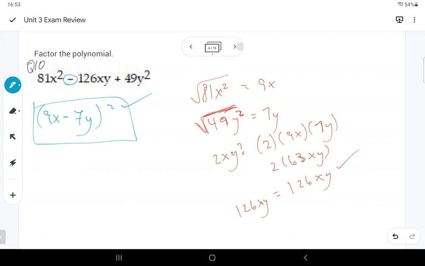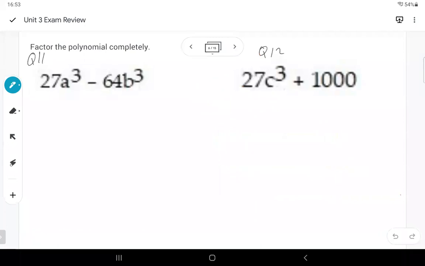Okay, 11. 11 is a difference of cubes, and 12 is a sum of cubes. Pay attention on the test because I don't know if these two are flip-flopped. And this is the approach we want to take.